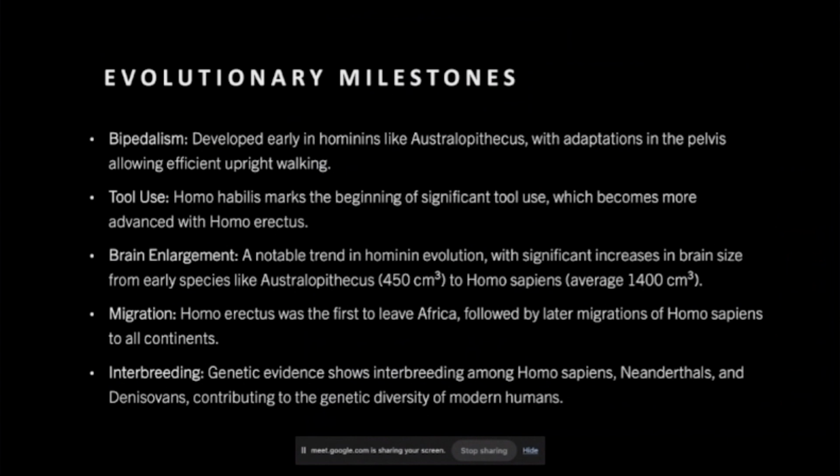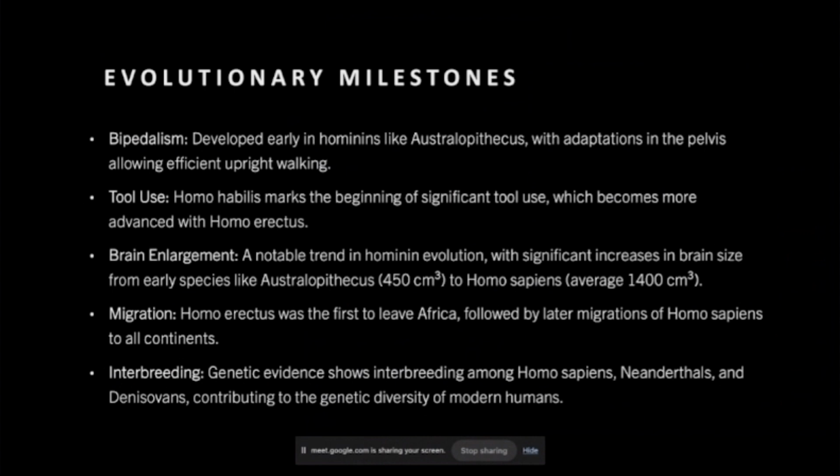You have to take away that bipedalism was one of the early traits which we developed, and this came from the Australopithecus species, the Afarensis. They were the first species to become very good walkers. And then tool use. The Homo habilis were the first species that were able to use tools, and this became more advanced in the Homo erectus.